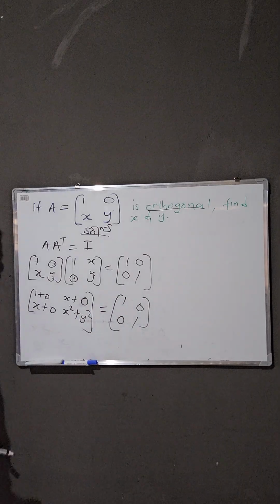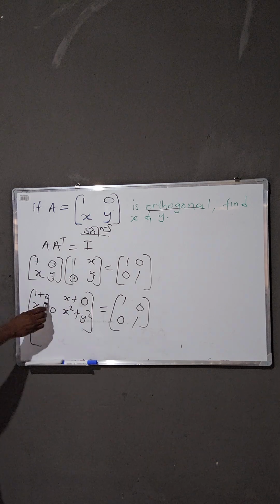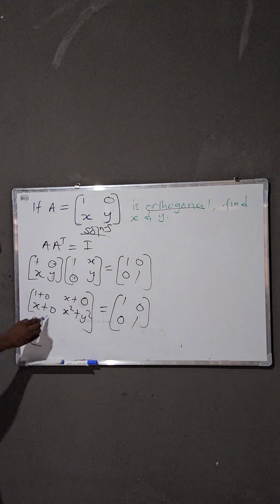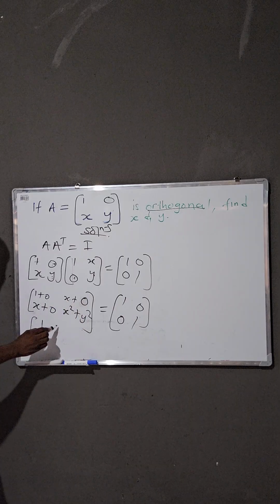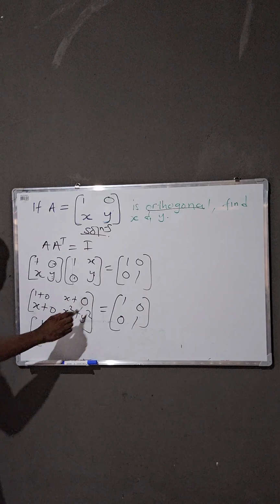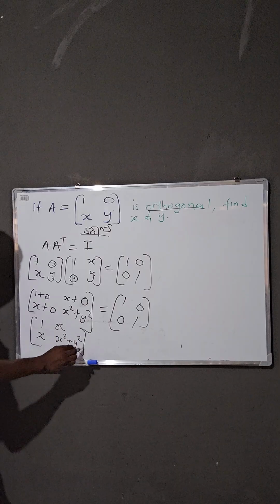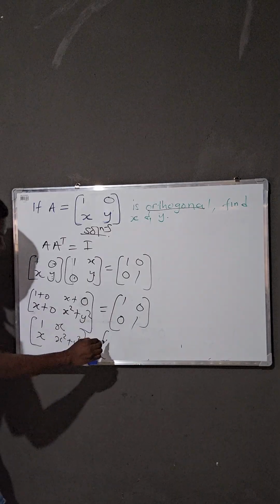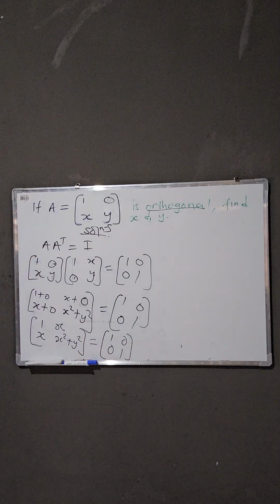Then from here, what we are going to do is to add what is inside this matrix. So we have 1 times 1 is 1. x times 1 is x, x plus 0 is x, and then x squared plus y squared is x squared plus y squared. And then this will be equated to the identity, which is 1, 0, 0, 1, like that. So this is what you have.